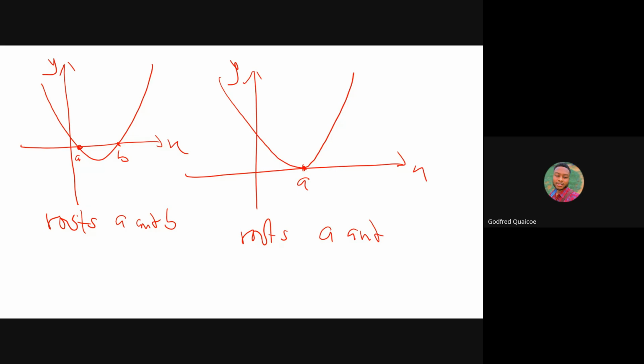A and the origin? A and A. It's a repeated root. So it has equal roots. The roots are equal. Equal root means what? I say the first one is A, the second one is what? Equal root means they are the same. So tell me A and A. The first one is A, the second one is also A.